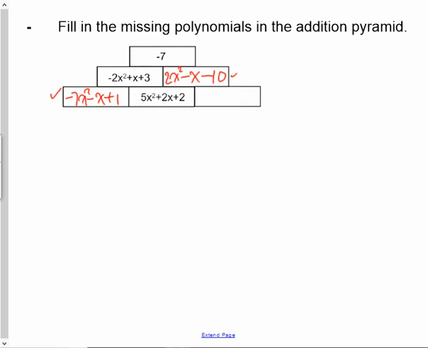And your last one, 5x squared and a negative 3x squared will give you the positive 2x squared. A positive 2x and a minus 3x will give you the negative x. And a positive 2 and a minus 12 will combine to give you that minus 10. All right, so there's the solution to your addition polynomial pyramid.